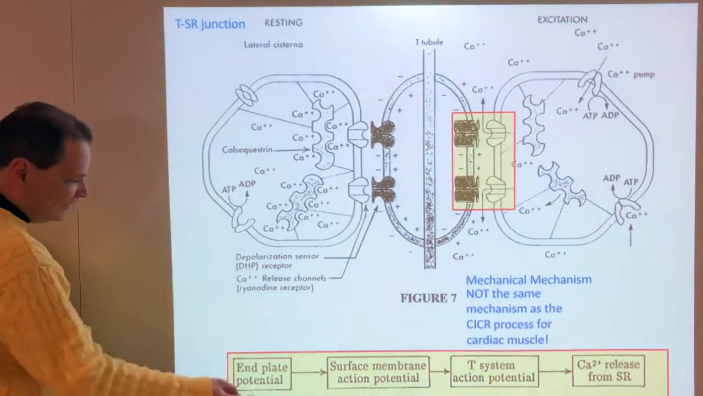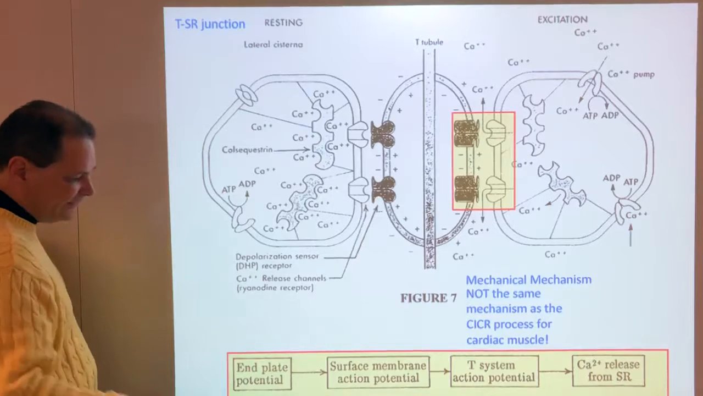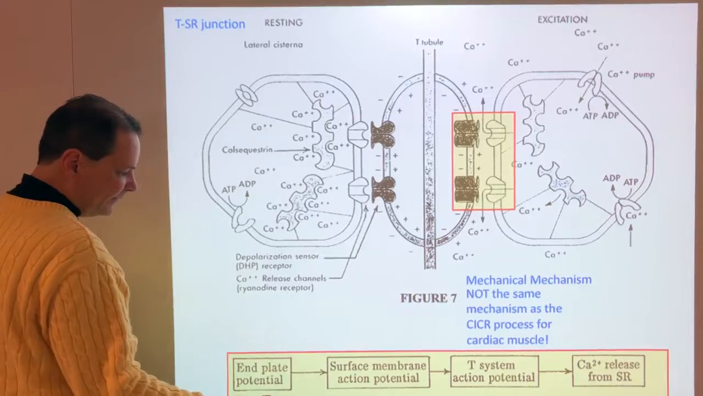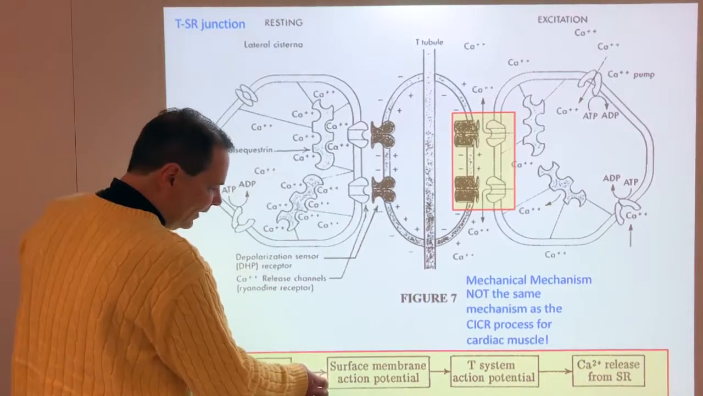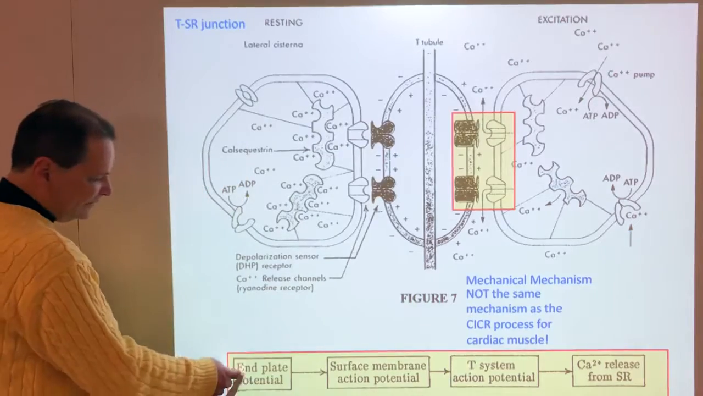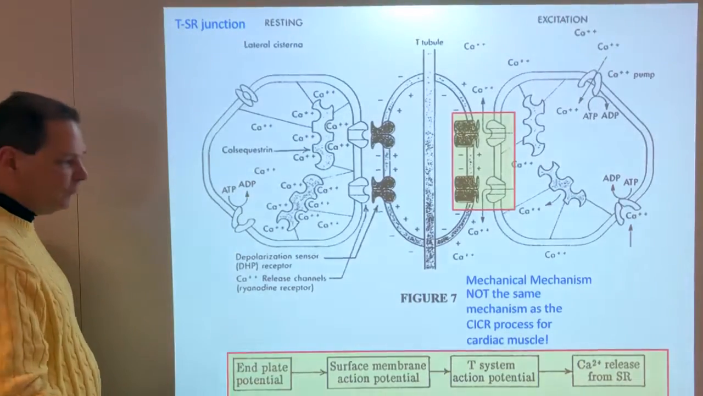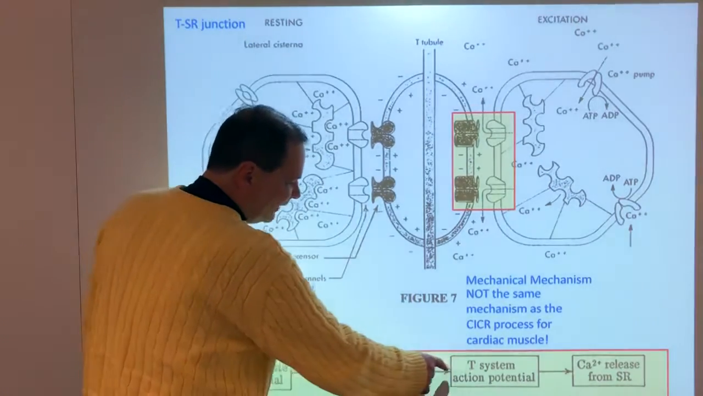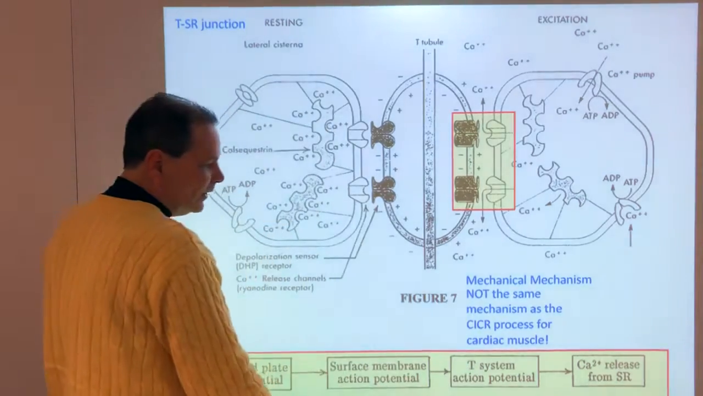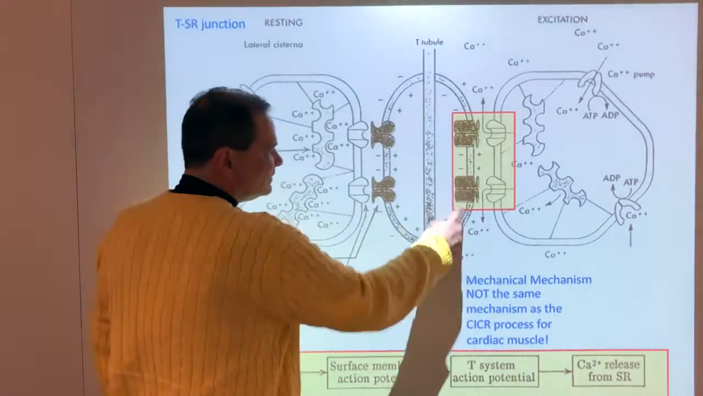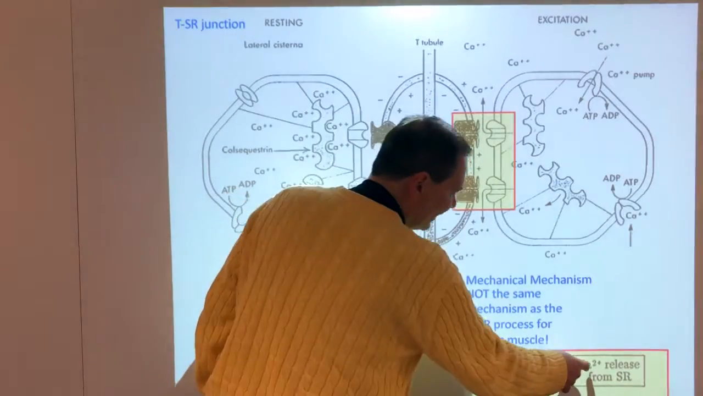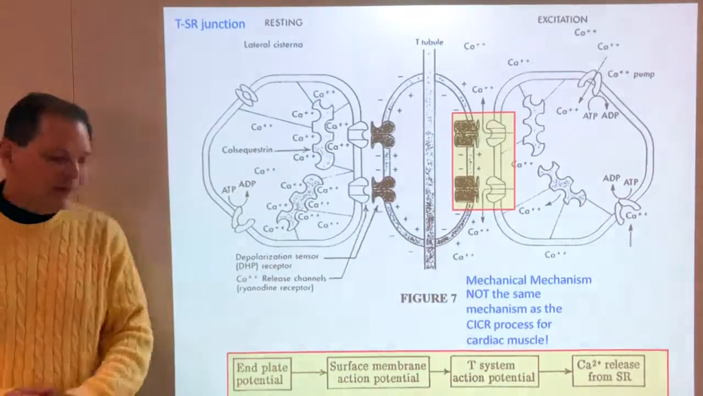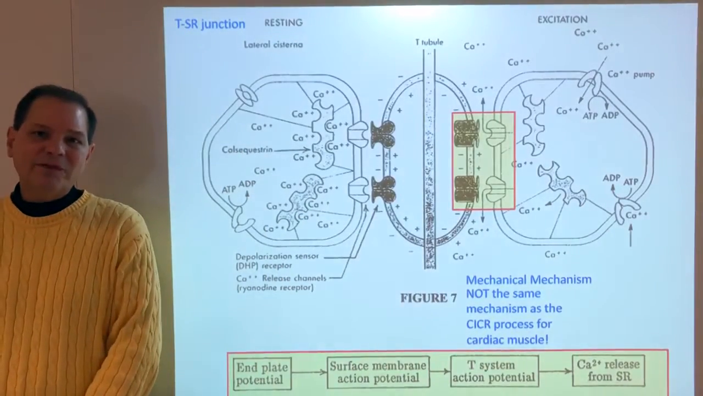So in summary, we have an end-plate potential generated at the neuromuscular junction by acetylcholine release from the presynaptic membrane. We have that triggering an action potential because this is designed to always hit threshold with much space to spare. And an action potential is fired. It propagates into the T system where the DHPR changes conformation and directly opens the ryanodine receptor, and calcium is released from the SR. All right, so that's our first video for this lesson.